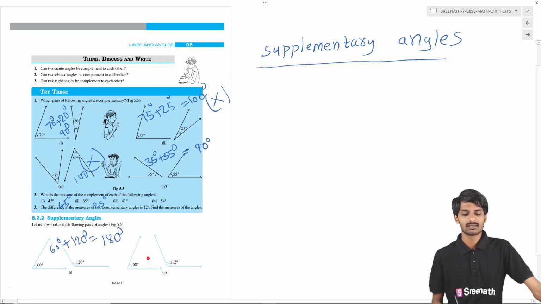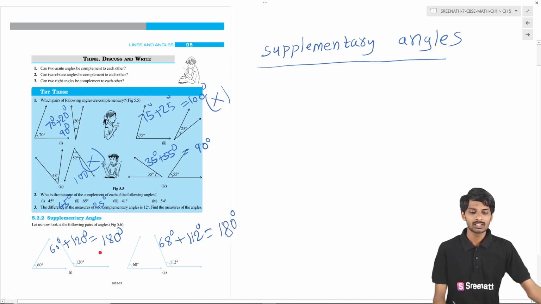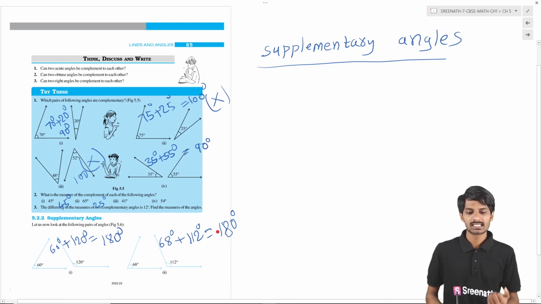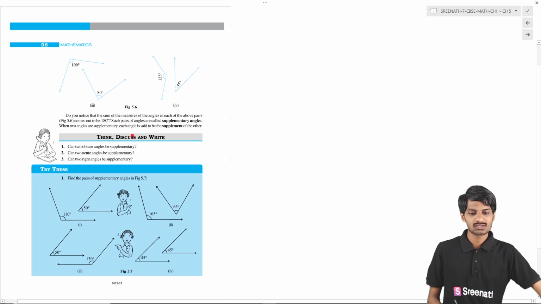In this case, it is 68 degrees plus 112 degrees. What happens when you add these two? 112 plus 8 is 120, 120 plus 60 is 180. Here also 180 degrees, students. So whenever we add two angles and it gives 180 degrees, we call these supplementary angles.